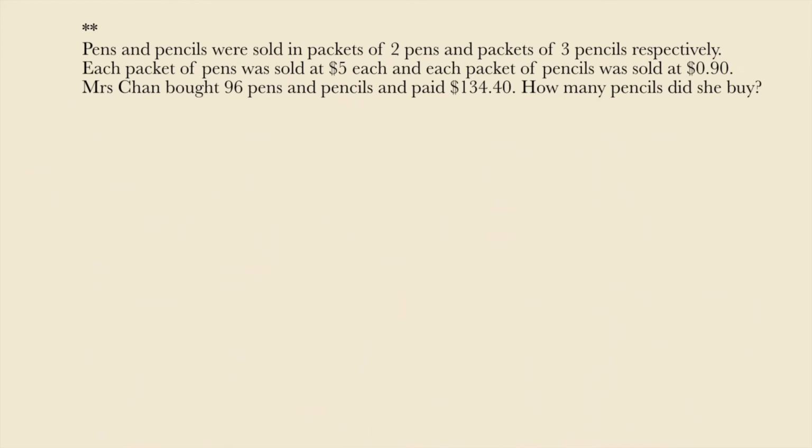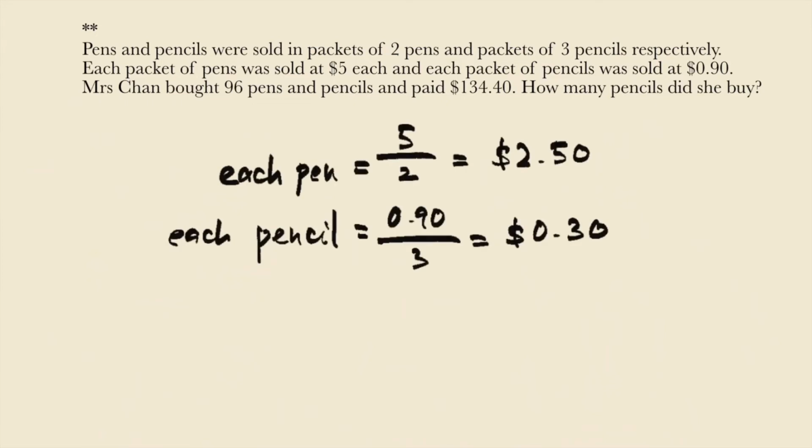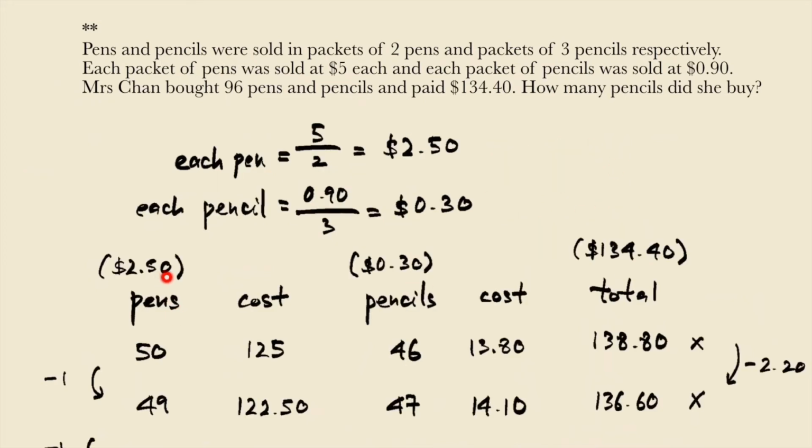Pens and pencils were sold in packets of 2 pens and packets of 3 pencils respectively. Alright, each packet of pens, that's 2 each, at $5 each. Now, what you can do is to say each pen is going to be 5 divided by 2. $5 divided by 2 pens, that's 2.50 each. Okay, 90 cents for 3 pencils, that's 30 cents each. This simplifies the problem. With each pen being 2.50 and each pencil being 30 cents, I'm going to look out for a total cost of 134.4.